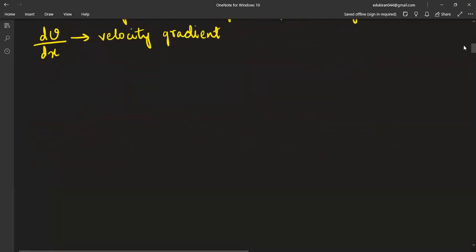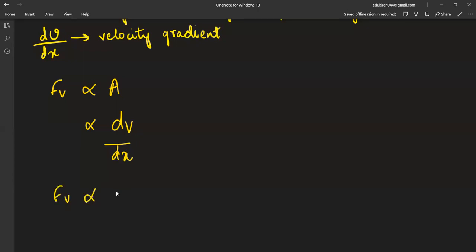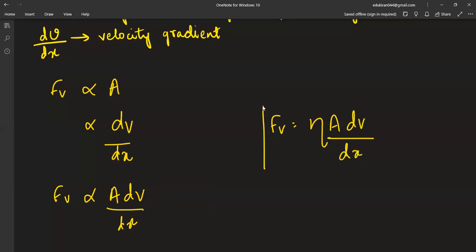Now look, you don't have any derivation here. Just remember, viscous force depends upon a few things. Firstly, it is directly proportional to the area. It is directly proportional to this velocity gradient, that is dv over dx. Fine. So when you combine, this is directly proportional to A dv over dx. Here the constant term that we use is eta. This is the coefficient of viscosity. So F equals eta A dv over dx. This is the formula of viscous force.